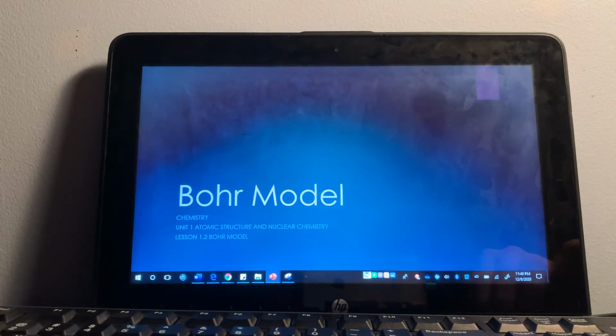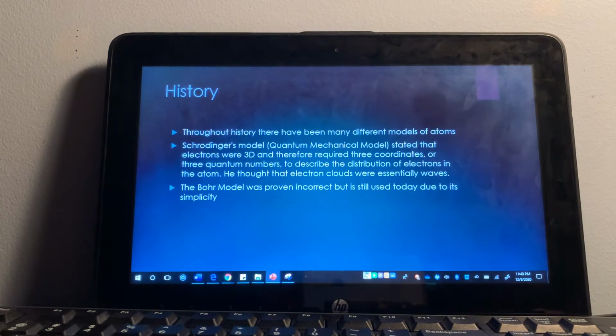Let me give you some history. Throughout history, there have been many different models of atoms. Ever since the discovery, people have been trying to model different atoms and compounds to show what they look like and better understand them. Today, we use Schrodinger's model, also known as the quantum mechanical model. This just states that the electrons and the atoms are 3D, and thus they have width, height, and depth. He also thought the electron clouds were essentially waves.